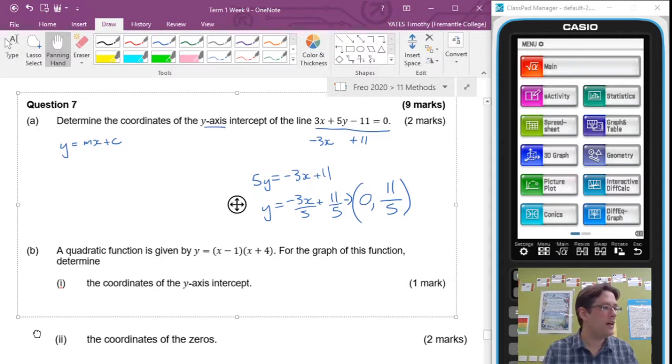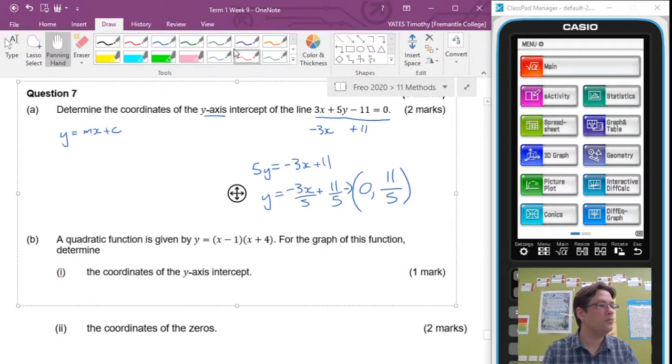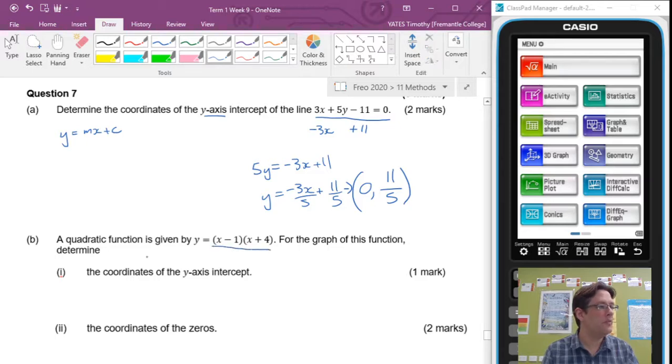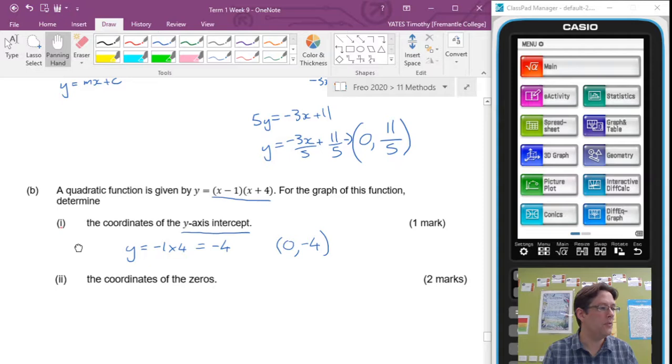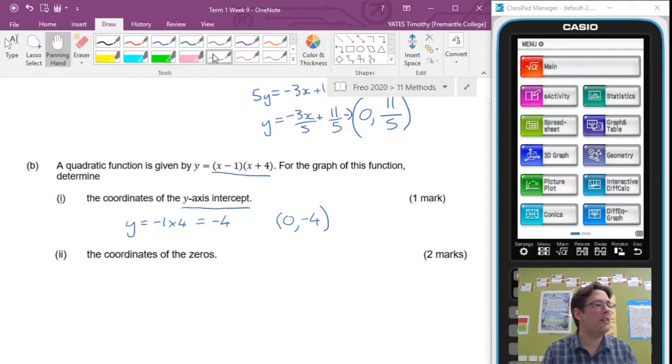Next up, a quadratic function is given by this equation. What's the y-axis intercept? That occurs when x is equal to 0. So that's just going to be y equals negative 1 times 4, which is negative 4. But remember, we're after coordinates, so the y-axis intercept is when x is 0. So that's going to be 0 and negative 4. Pretty straightforward.